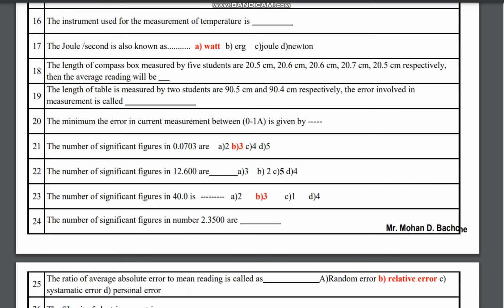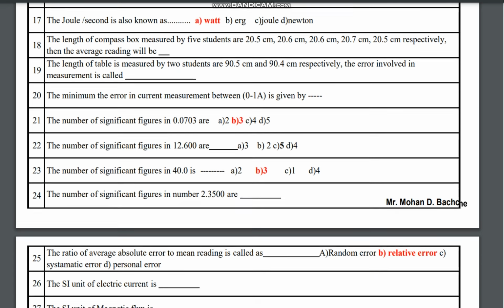Then the length of a compass box measured by 5 students is 20.5, then 20.6, 20.6, 20.7, 20.5 centimeter respectively. Then the average reading will be, you can easily count this average. Then the answers of these two questions are also not given. The length of a table measured by 2 students is 90.5 centimeter, 90.4 centimeter. The error involved in measurement is called what?